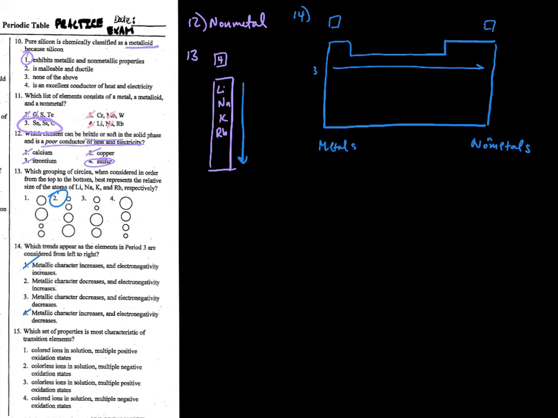Now electronegativity. Let's remember that fluorine has the highest electronegativity value. So if we get closer to fluorine, our electronegativity increases. So it's choice 2.